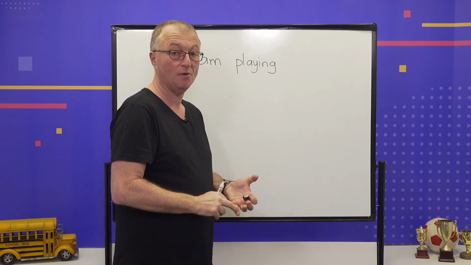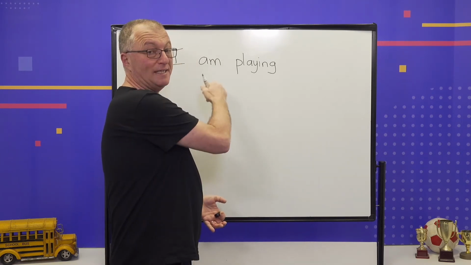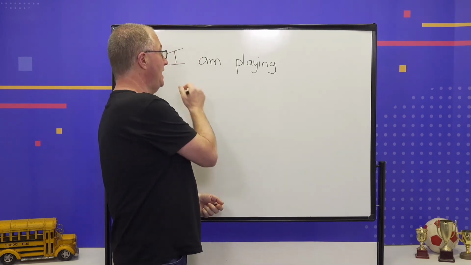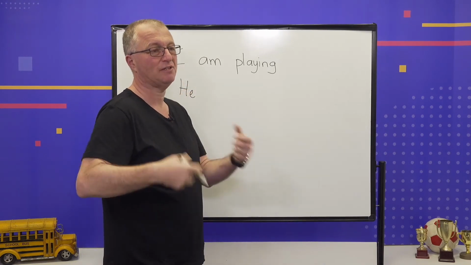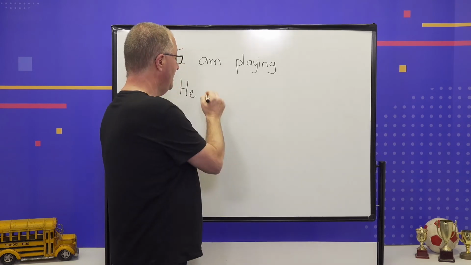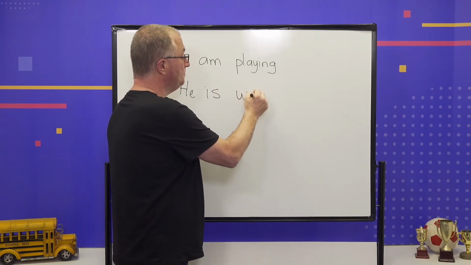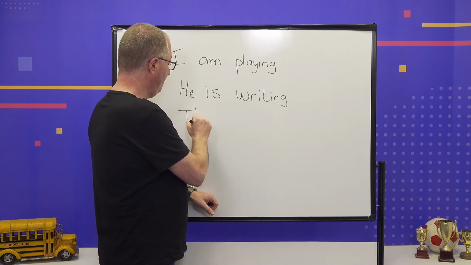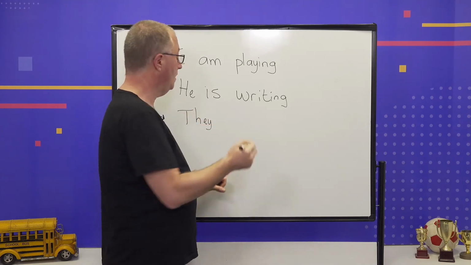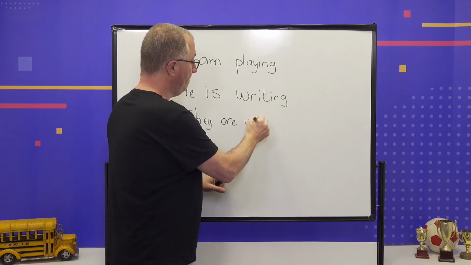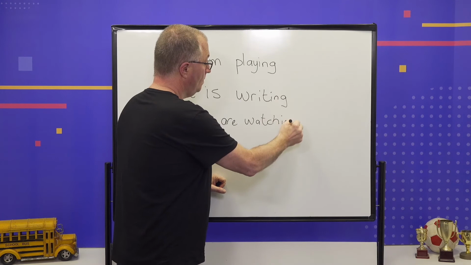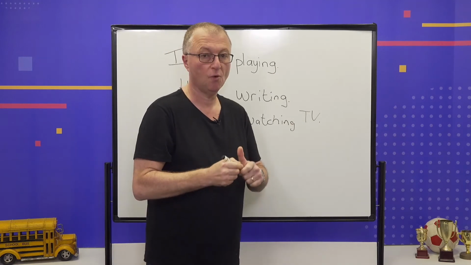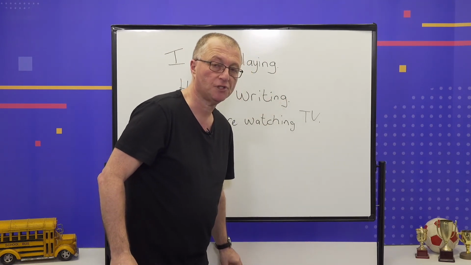The baby is crying at the moment. I am playing at the moment. I am writing on the board. I am looking at the camera. I am playing. What about he? Well, he, I'm sure you're shouting it out. Howie, right is, right is. You're right. It is. He is writing on the board. And what about they or you? They are watching. They are watching TV. Remember, every sentence must start with a big letter and a full stop or period at the end.